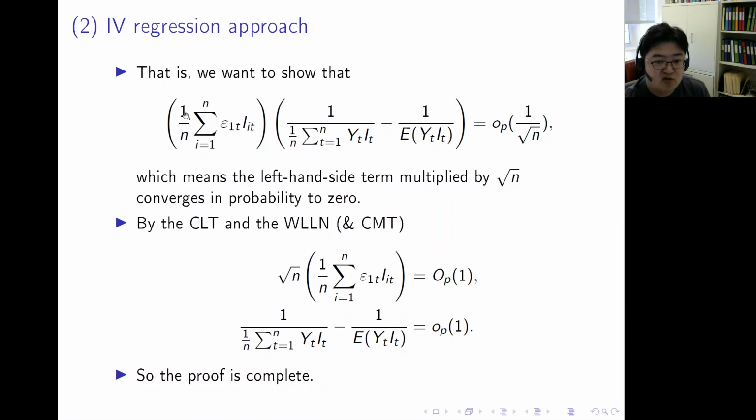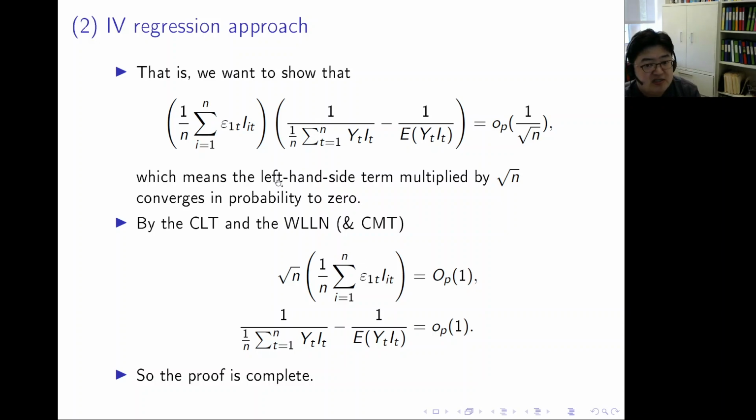Square root n is multiplied to the first term, which has a limiting distribution that is normal. So it is big OP1, which means it is bounded in probability. It does not diverge to infinity. It's nicely distributed, has a nice limiting distribution. And the second term is small OP1. It converges to 0 by the weak law of large numbers.